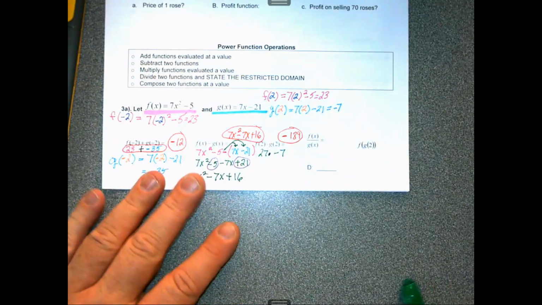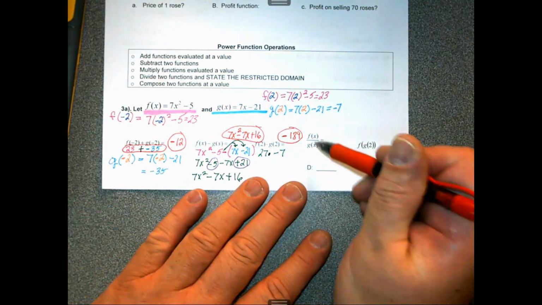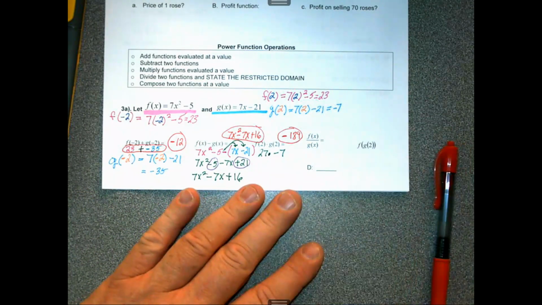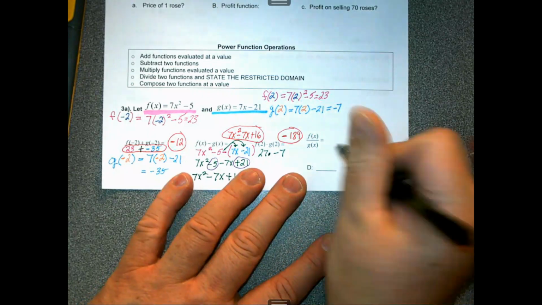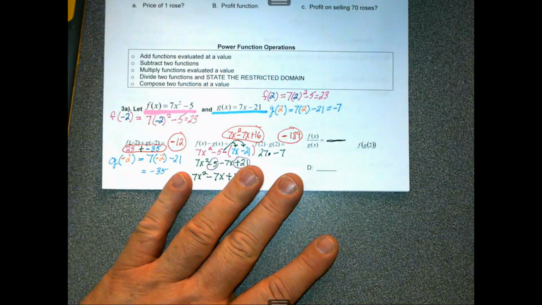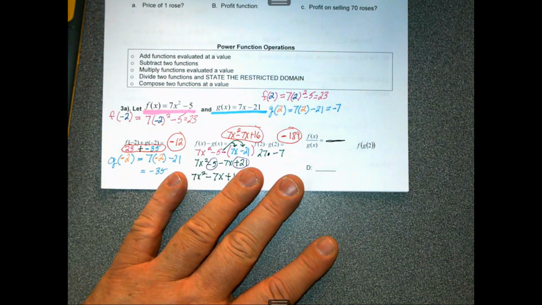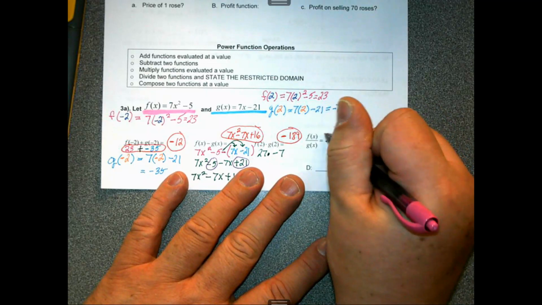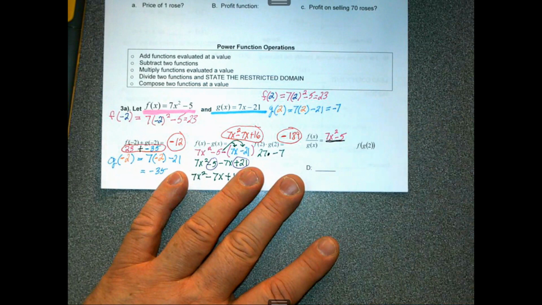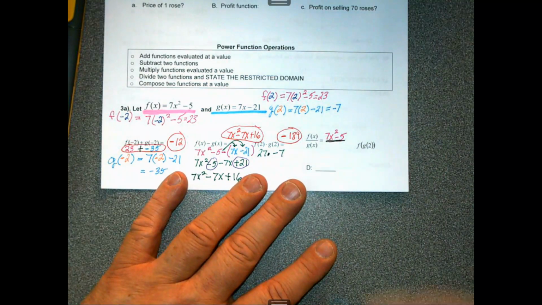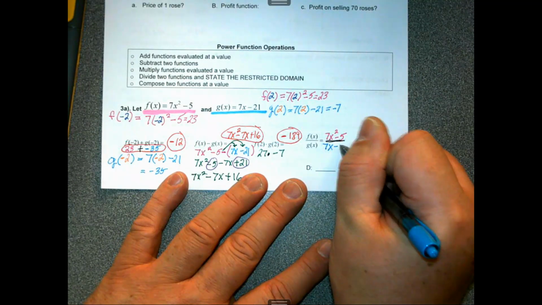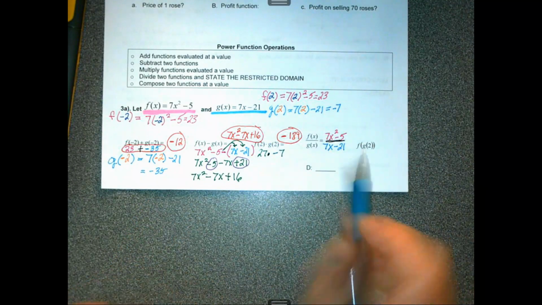All right, next one. I do not have a value for the x, so I'm going to use the functions exactly the way they are. Okay, it's a division problem. The f function is what? 7x squared minus 5. Good. The g function? 7x minus 21.